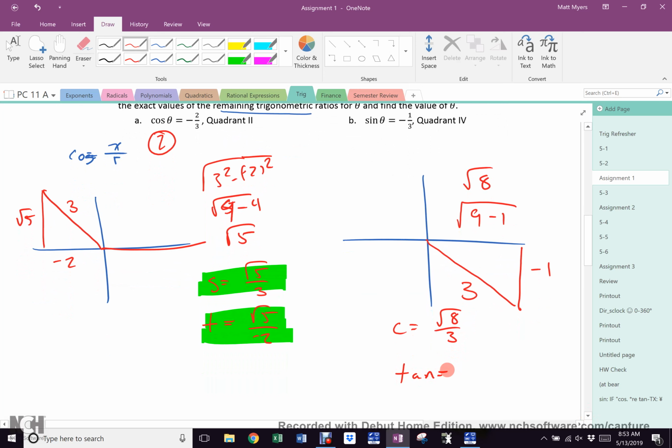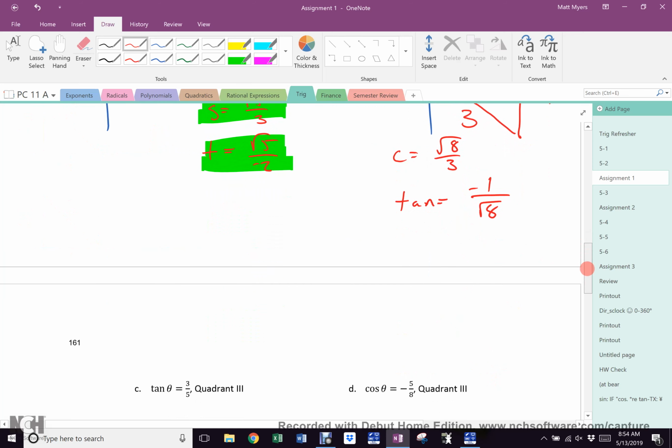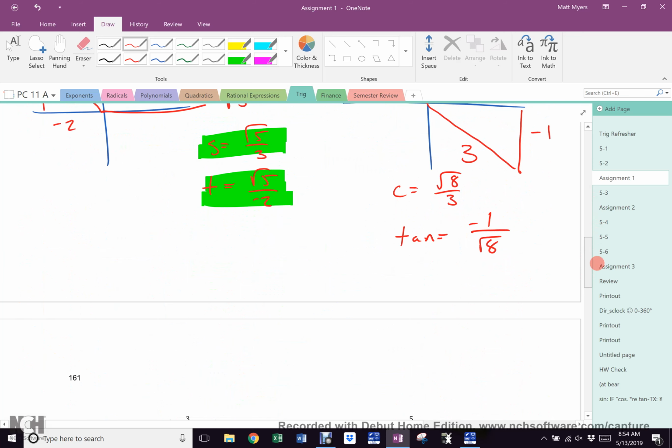Tan is y over x, negative 1 over root 8. Also for 2 marks. That page so far is out of 8.